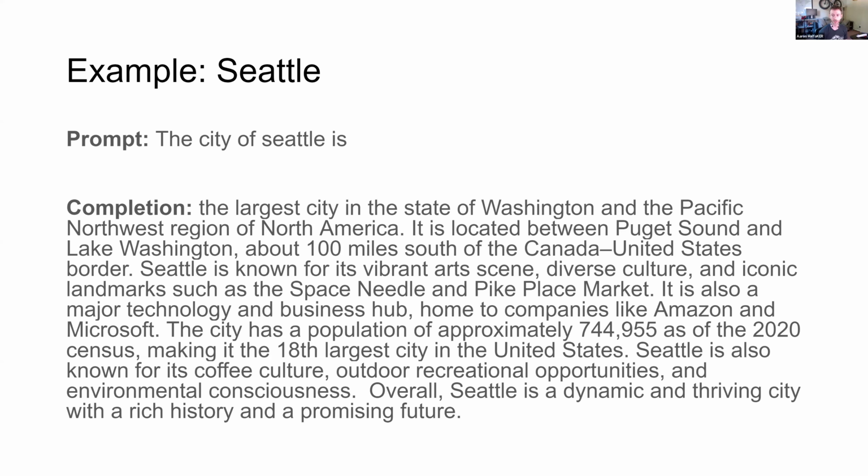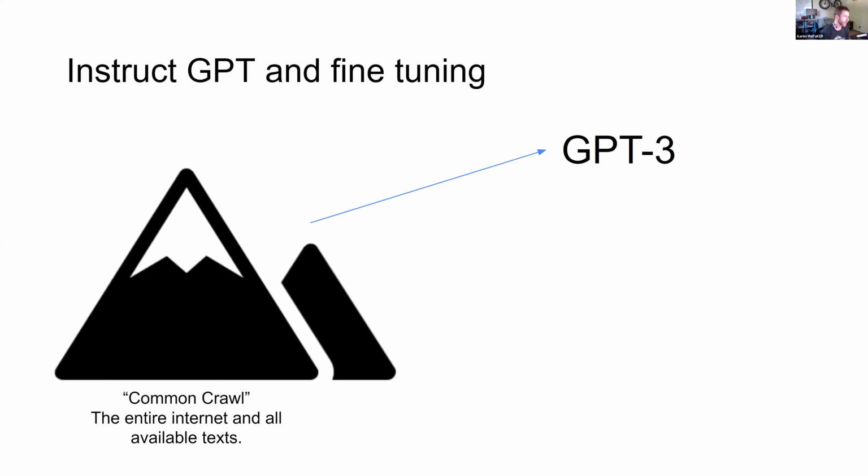So you can see how this is a language model producing really interesting knowledge content by just predicting the next word. And that's literally what it's doing. After "the city of Seattle," it predicts "largest," then it predicts "city," etc. That's what's happening here. And this is essentially the state of the art as of GPT-3, which is actually a really old version of GPT at this point. It was trained on the Common Crawl, which you can think about as the entire internet and all digitally available texts.